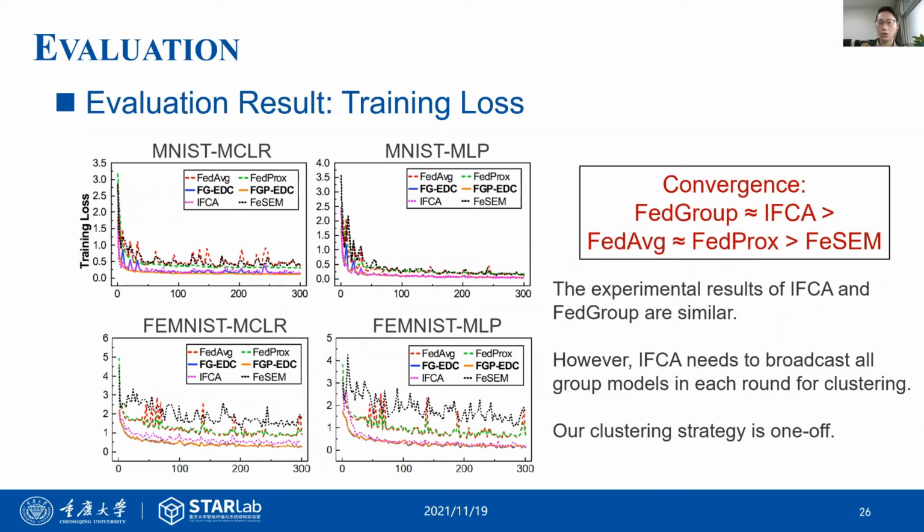The value of the training loss of FedGroup is lowest in our experiments, and the convergence speed is also faster. We noted that the experimental results of IFCA and FedGroup are similar, but IFCA needs to broadcast all group models in each round. So our clustering strategy is more communication efficient.